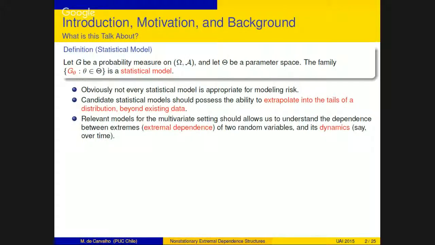Think of X and Y now as the two assets in your portfolio. Suppose that X and Y actually represent the losses if you have asset X on your portfolio, and here you would have the loss if you had asset Y on your portfolio. What would represent something like this? A huge simultaneous loss on both assets, which would be bad for you, certainly. Now, how can we assess dependence between the extremes of two random variables?